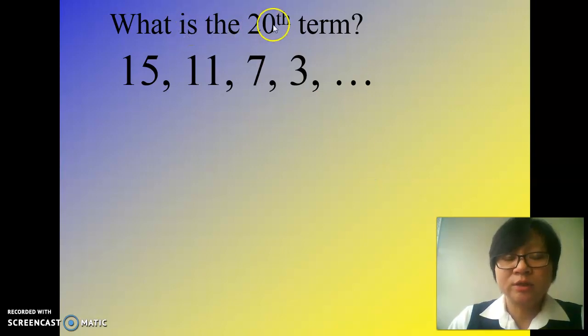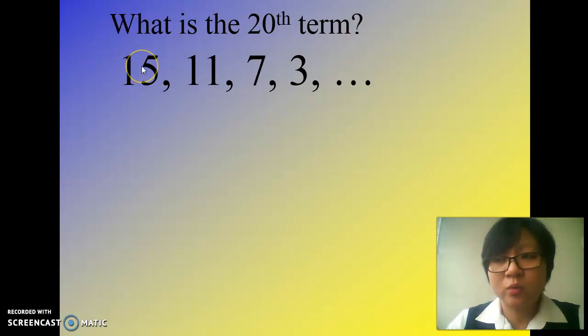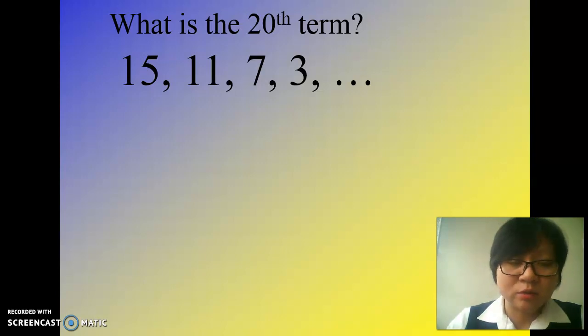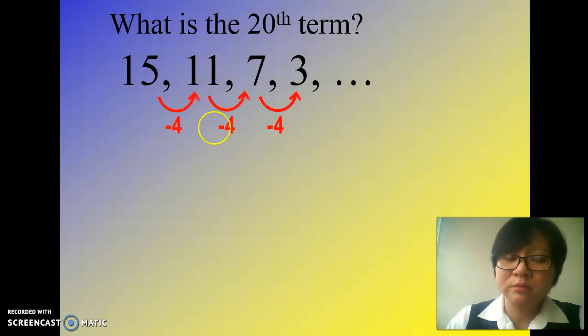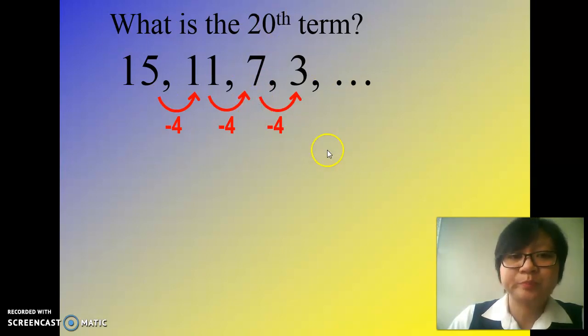Next, what is the 20th term? Take a look at the sequence. The sequence is in a descending order. And to check whether this is an arithmetic sequence or not, we need to find the common difference. See, between two consecutive terms, there is a common difference, -4. The term-to-term rule for this sequence is to subtract 4.